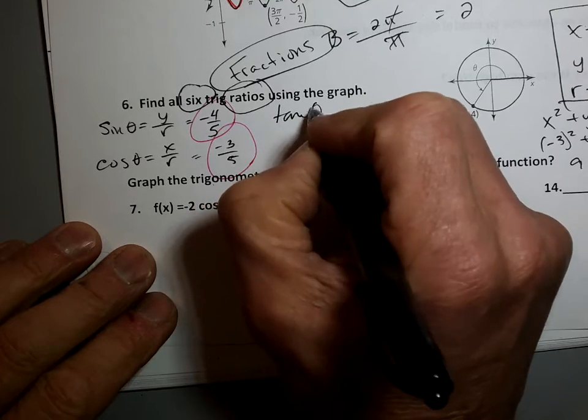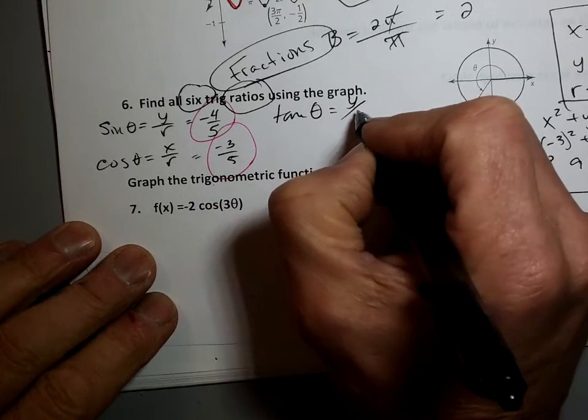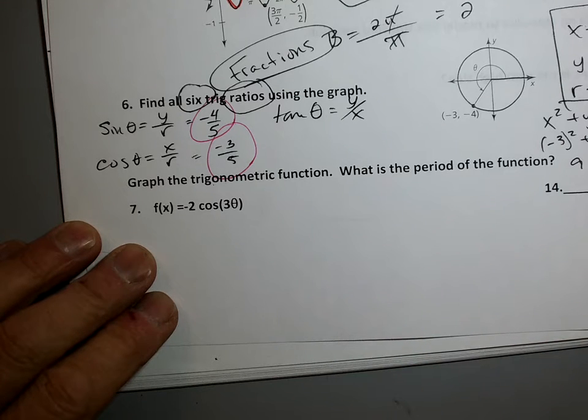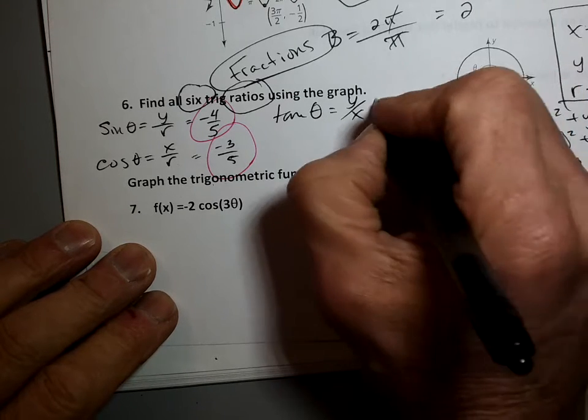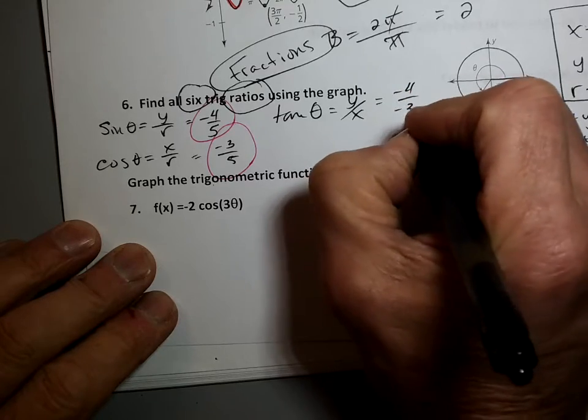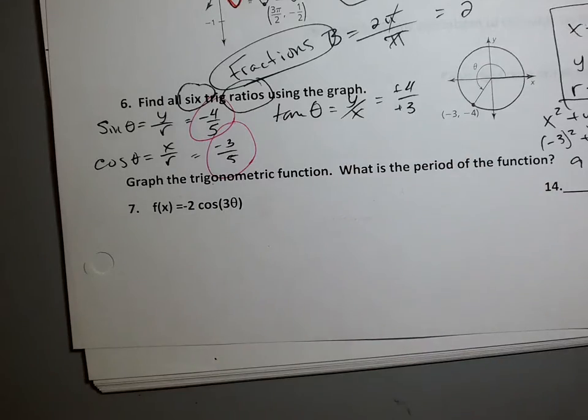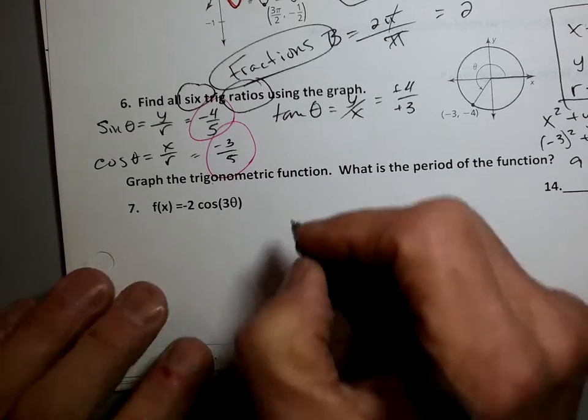Tangent of my angle is my y over my x, which is my negative 4 over negative 3. And double negative, I'm just going to cancel the negatives. You guys are, I'm sure, finding negative divided by negative, right? So that's my answer.